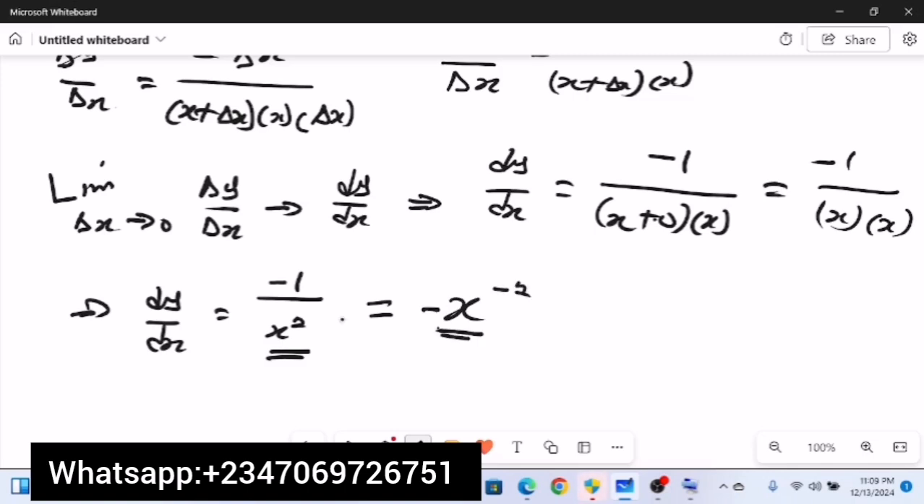So when y is 1 over x, dy dx is simply taken as what? Negative x to the power of negative 2.